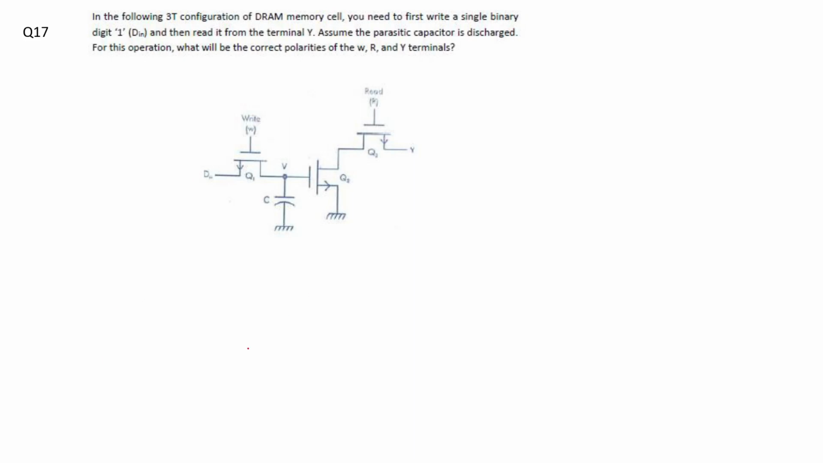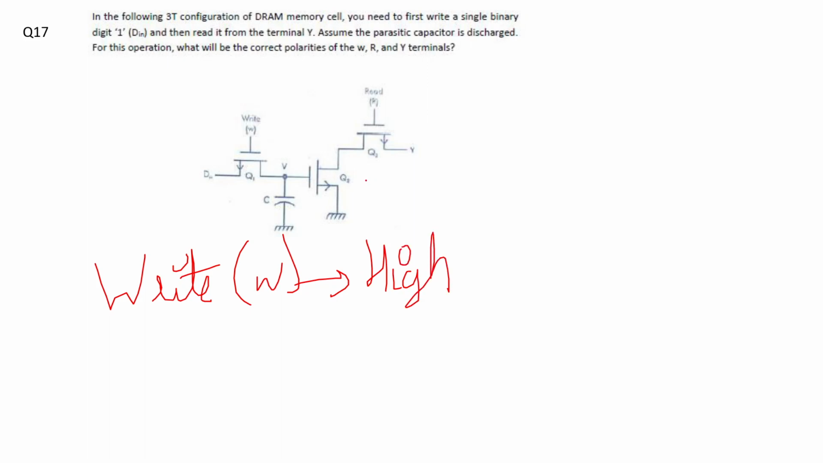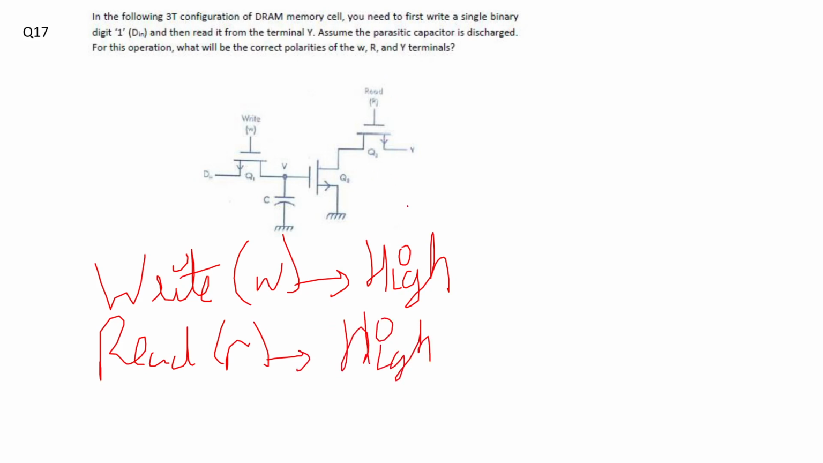As already discussed in the lectures on 3T 1C DRAM, when you need to write anything, you first give this write W as high, so the polarity is high. Then you need to read, so again the read will be high. You need to turn on this transistor. And now Y. So what will happen with Y?